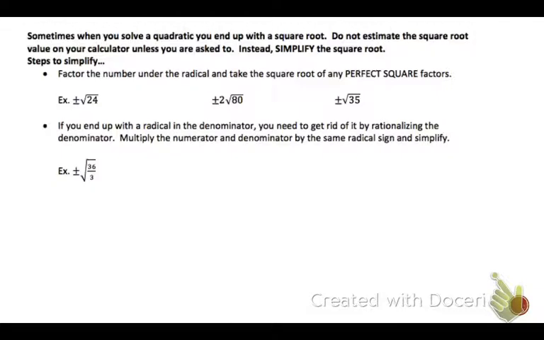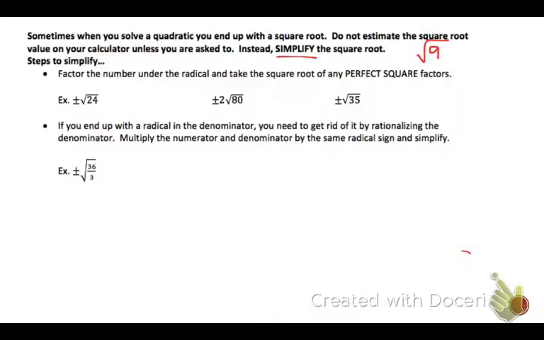Now before we look at our next method, we're going to talk a little bit about square roots. Sometimes when you solve a quadratic, you end up with a square root in your answer. So unless you are asked to estimate the square root, for example, the square root of 3 is not an even number, we are simply going to simplify it instead.